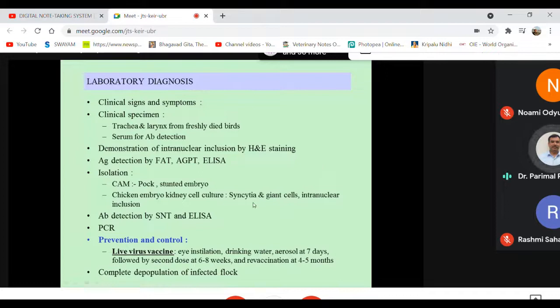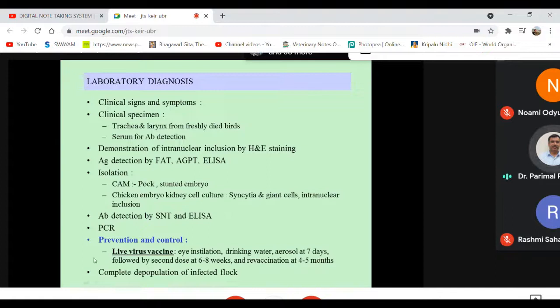The demonstration of inclusions is also diagnostically important, from tissue samples collected in formalin by H&E staining. This is another aspect of ILT detection. For antigens, the common tests like FAT, AGPT and ELISA can be performed. However, antibody tests in an endemic area do not give much relevance, and when vaccinations are carried out, they cannot give much information. However, these tests are performed after vaccination to find out the neutralizing antibody titer.